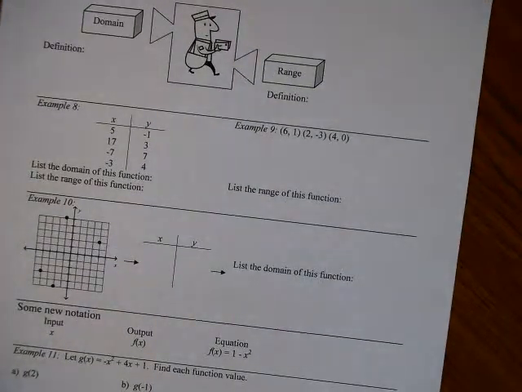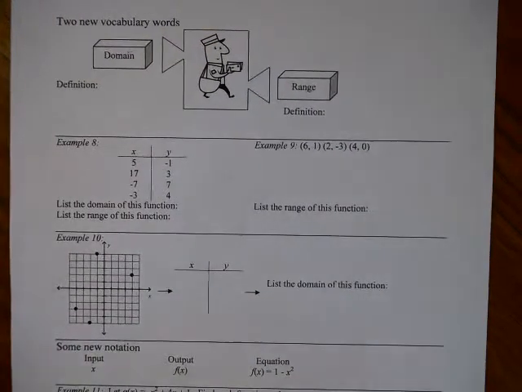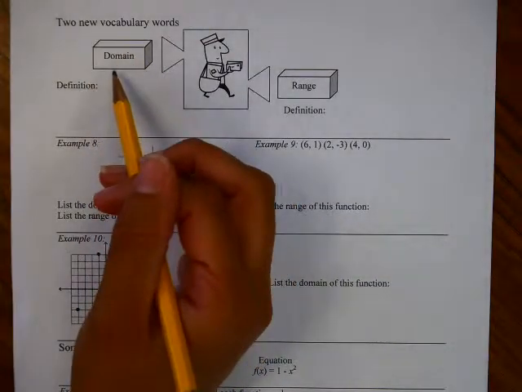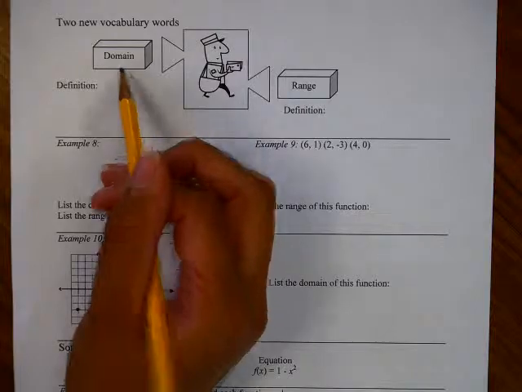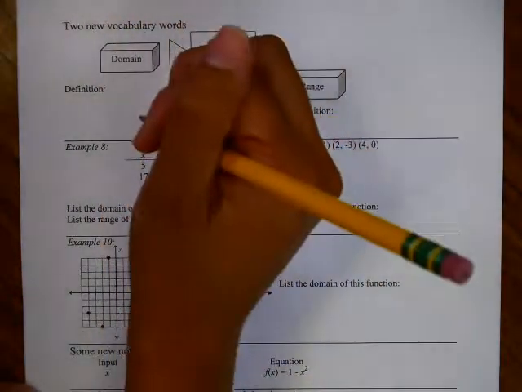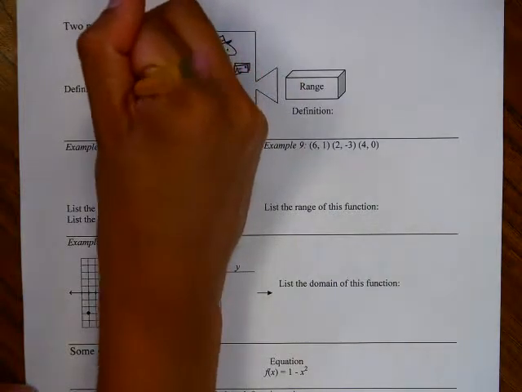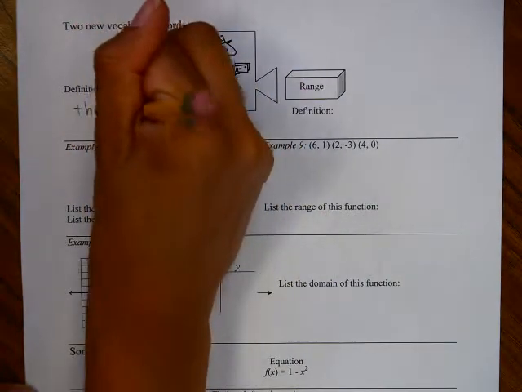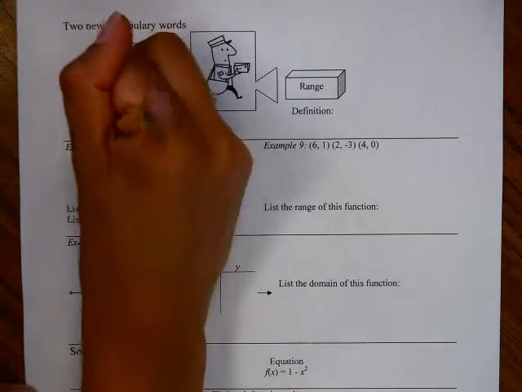A couple vocabulary words for you. If you take a box and put all of your inputs in one box, it gets a special name, domain. So the definition for a domain is all of the input values.